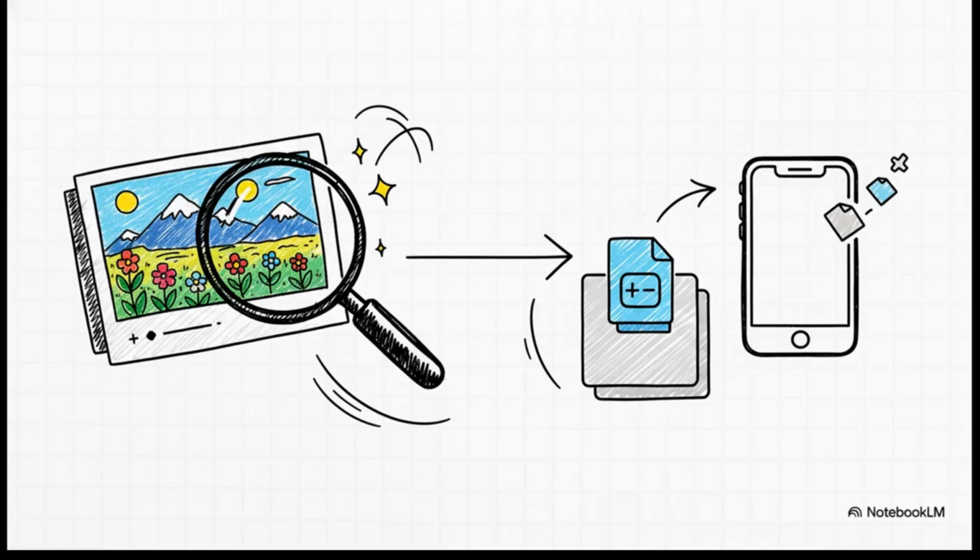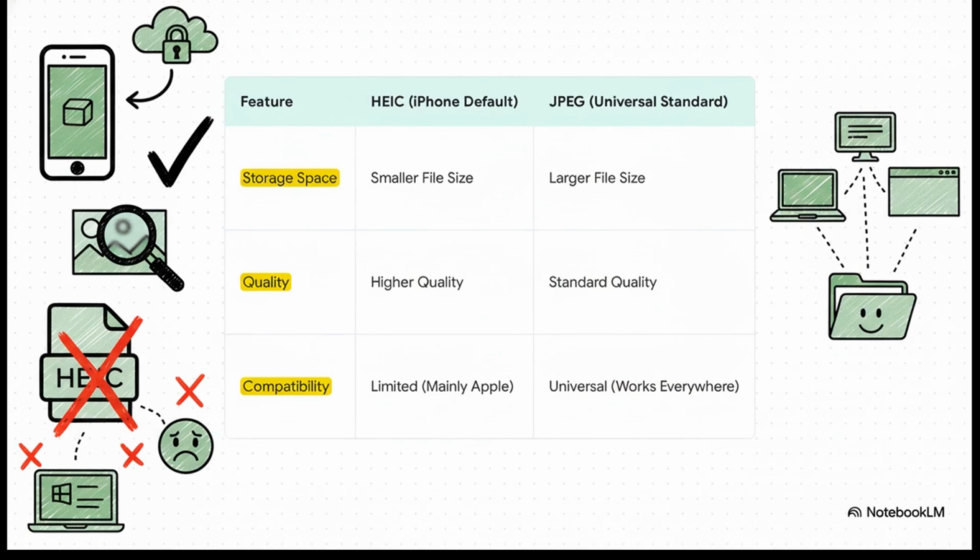Okay, so it all kicks off with this thing called HEIC. That's HEIC, it stands for High Efficiency Image Container. It's the default format your iPhone uses to save photos, and Apple chose it for a really good reason. It's a modern format that gives you higher quality photos, but in smaller file sizes. And this chart, it really breaks it all down, doesn't it? With HEIC, you kind of get the best of both worlds. Smaller files to save space and higher quality, which is great.